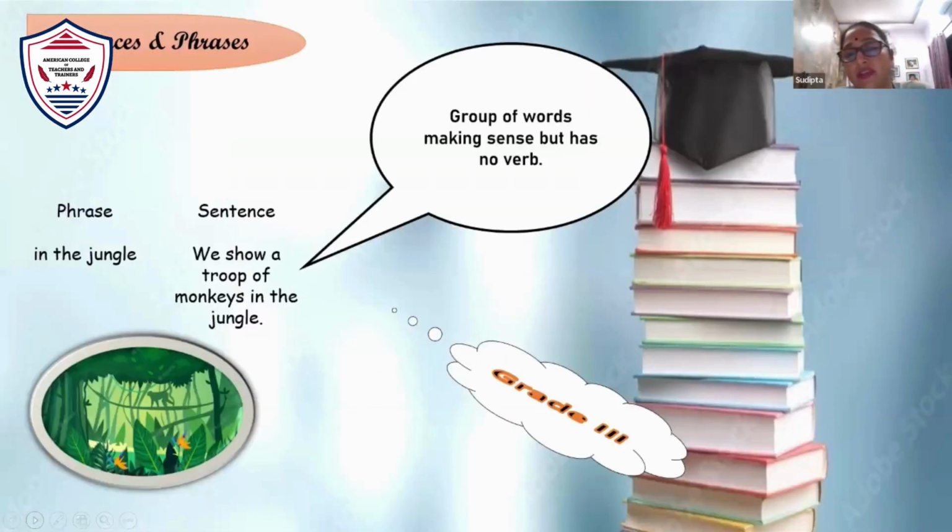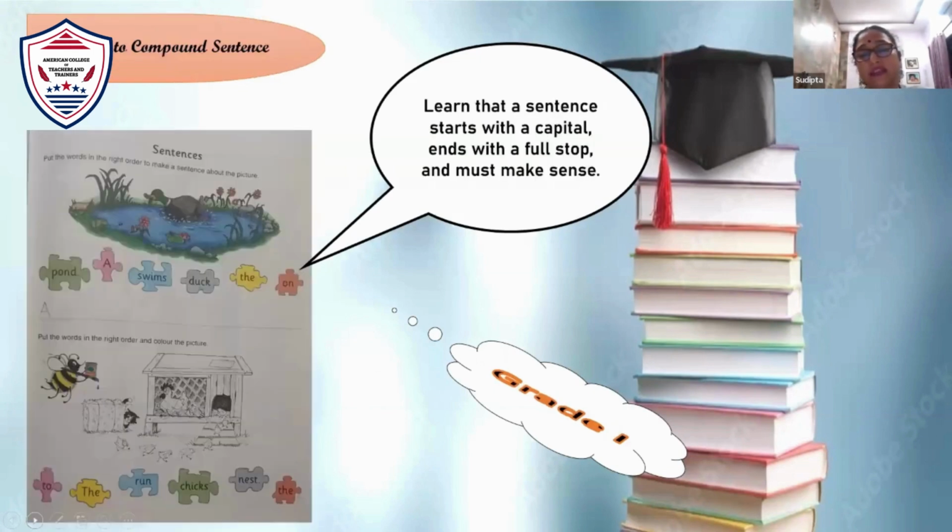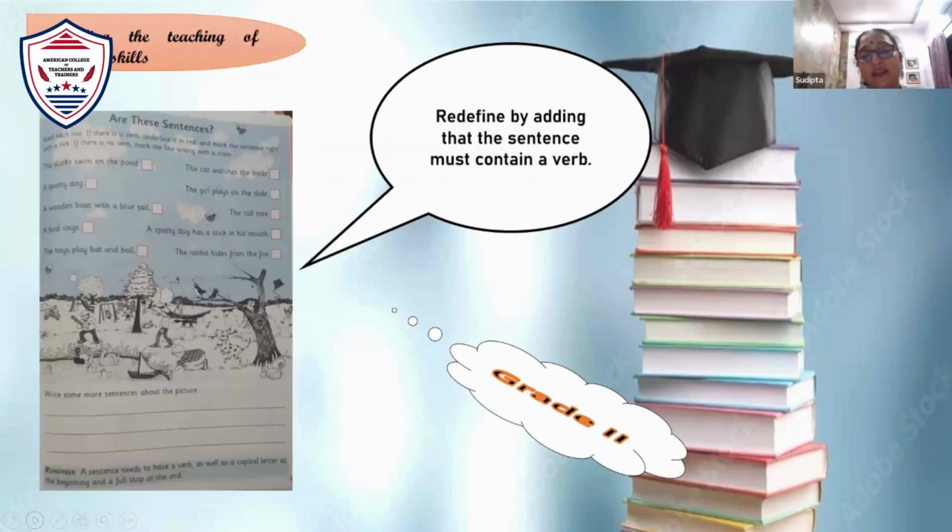So in grade 3, they come to know the difference between a phrase and a sentence. In grade 1, we just start with sentence. We don't talk about anything. Grade 2, it's just redefining and telling them that there should be a verb. And in grade 3, we teach them that a couple of words making sense but without a verb is not a sentence, but is known as a phrase.